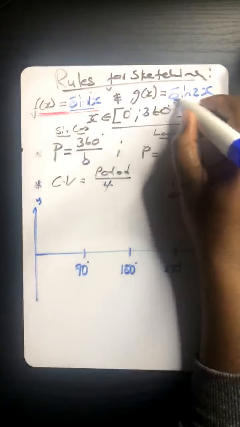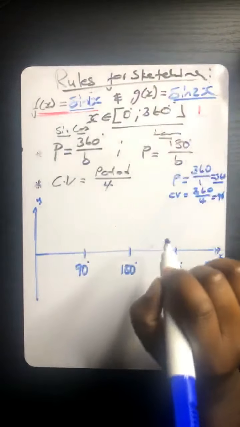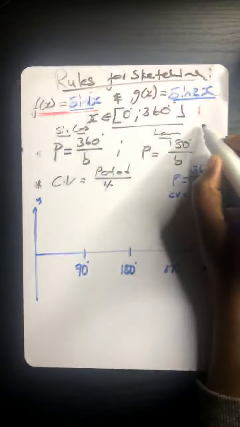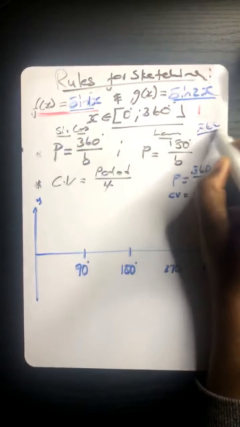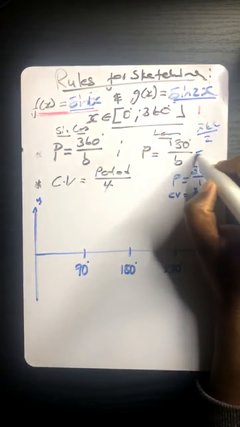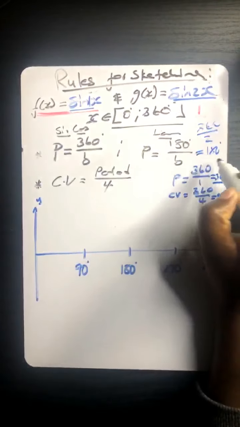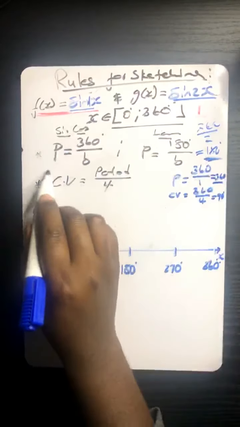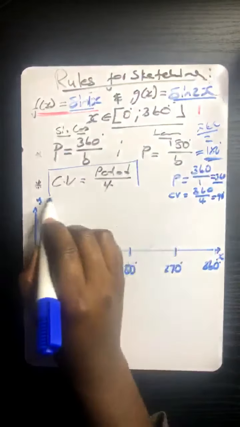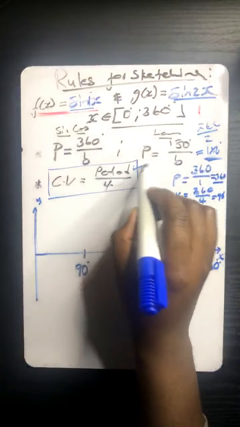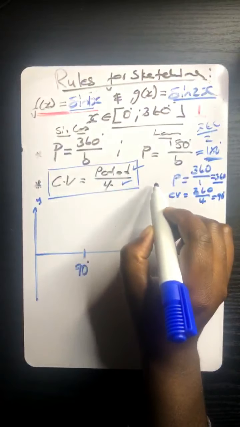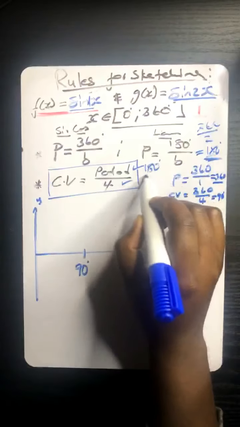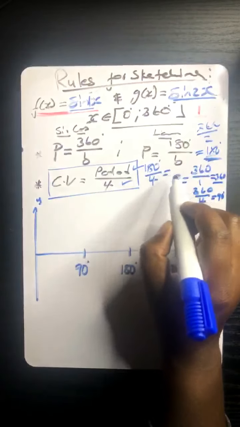What about for this one? You must first determine the period. What is the period for that one? Is it not 360 divided by that 2 over there? What is that? Is it not 180? If it's 180, this is the formula for the critical value: period over 4. You just calculate it as 180 degrees, you divide it by 4. What is that?